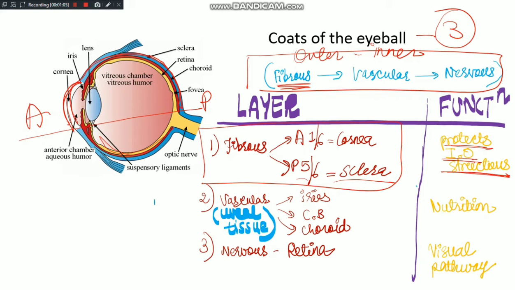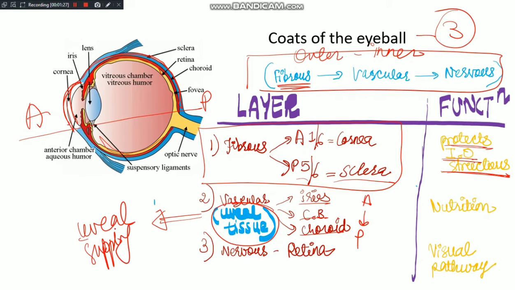Moving on to the next layer, which is the vascular layer, inside the fibrous layer. It is the iris, ciliary body, and the choroid, from anterior to posterior. The vascular layer is also known as the uveal tissue. All the blood supply of the eye is to this layer, the vascular layer.